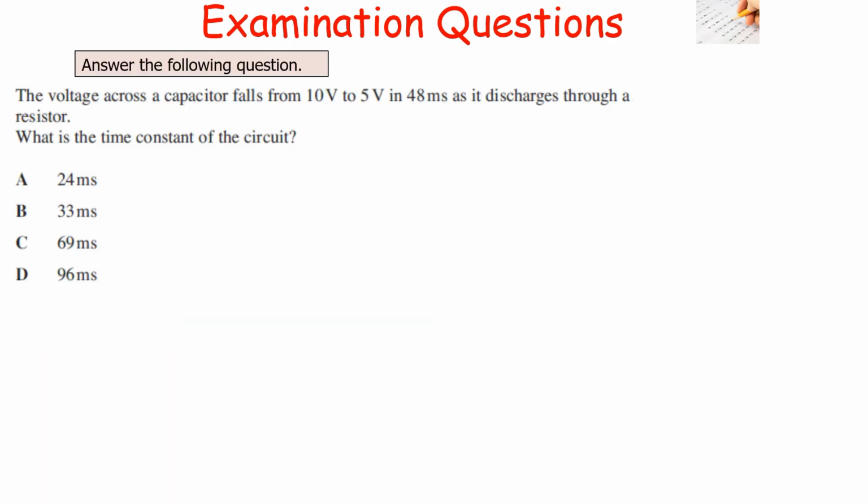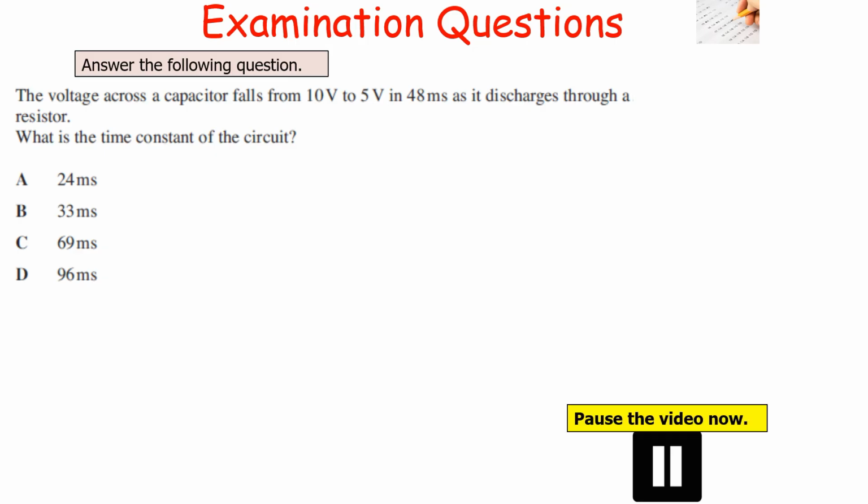The next question says, the voltage across a capacitor falls from 10 volts to 5 volts in 48 milliseconds as it discharges through the resistor. What is the time constant of the circuit? So pause the video now, then unpause the video when you want to go through your answer.